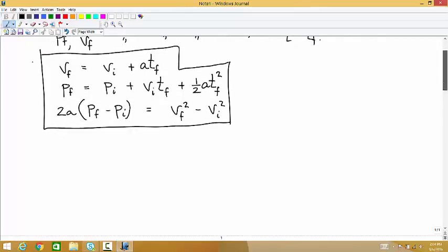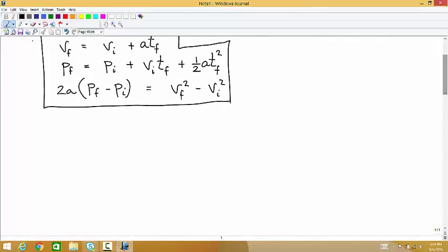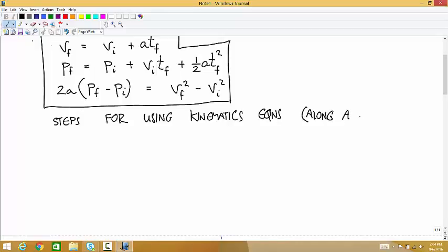So let me go into a list of steps for how to use this, and then I'm just going to do example problems for a while. So this is a general set of steps for using the kinematics equations. And we're still doing kinematics along a line. We'll see that we have very similar equations when we go to 2D and 3D.